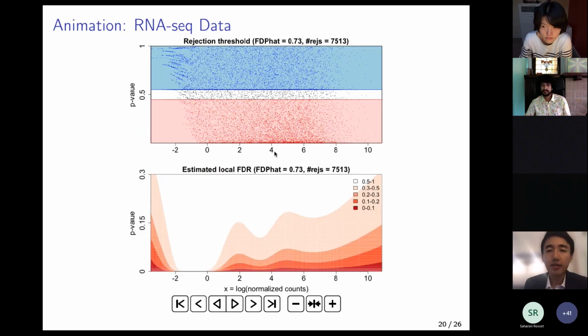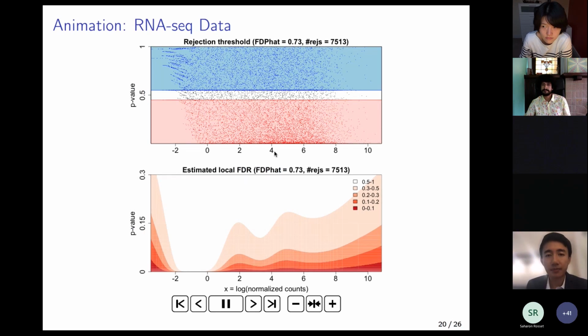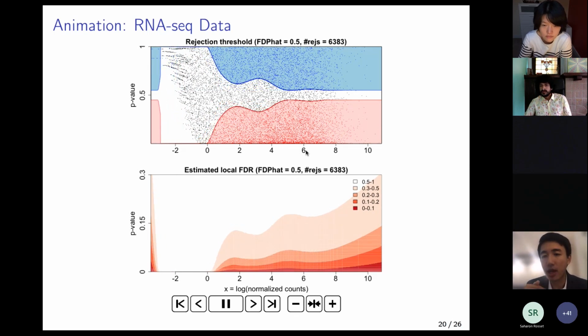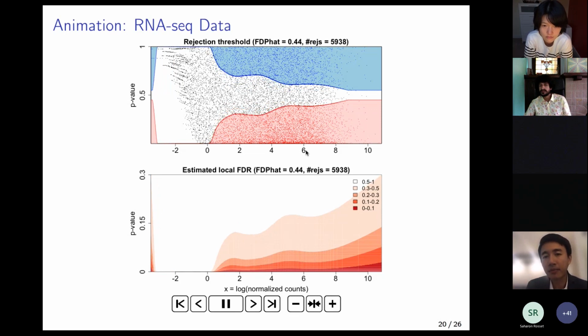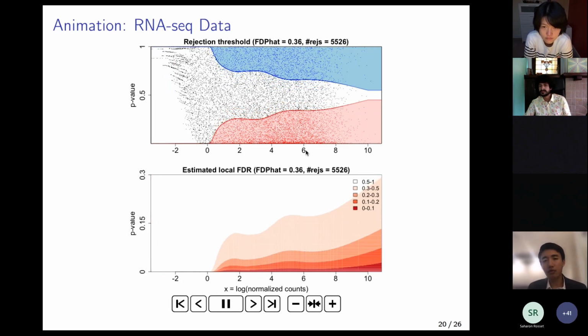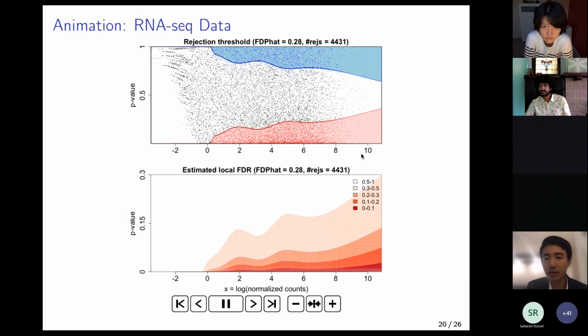So here is an animation of our method. Each black dot, which is very tiny, is a p-value, and the x-axis is the logarithmic normalized count. From domain knowledge, we should expect that the larger this x is, the more likely we should reject this gene, because that gives us more evidence.